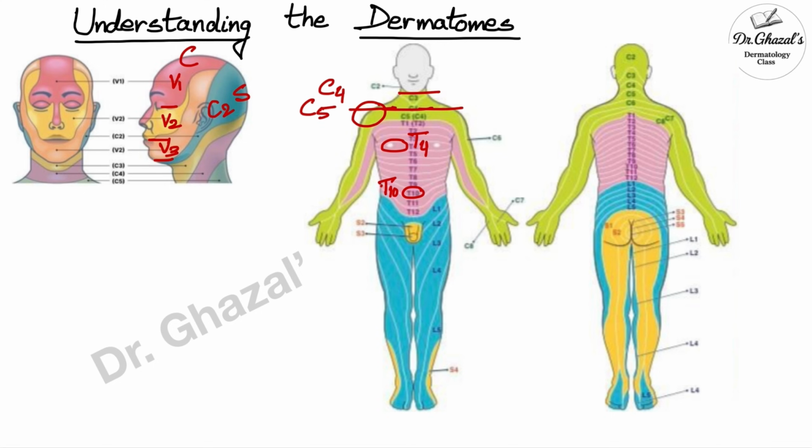Now coming to the upper limb. Most of the upper limbs are supplied by the cervical branch. Now the thumb is supplied by C6 and the little finger by C8. Between that is C7. Now coming to the lower limb. The lower limb is supplied majorly by lumbar. The medial malleolus is supplied by L4. Here I should say, the lateral malleolus is by S1.